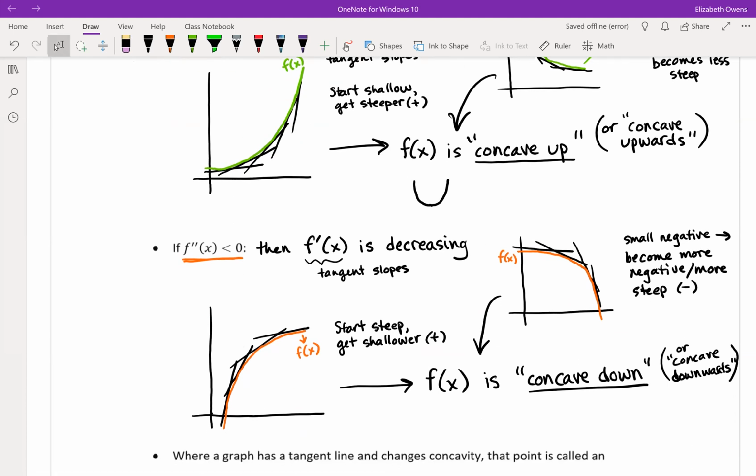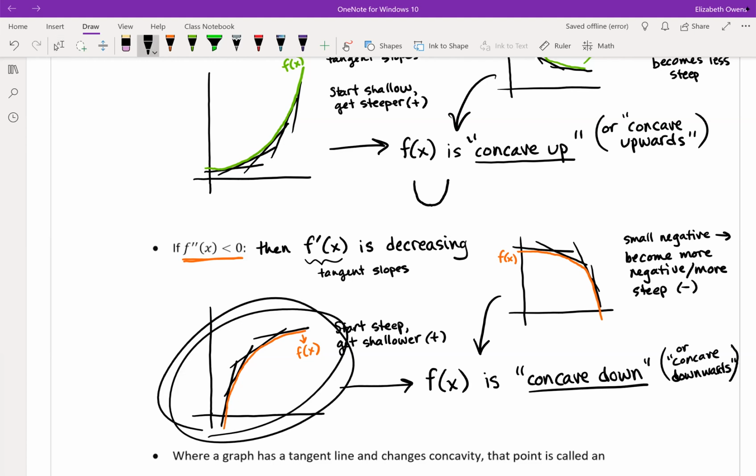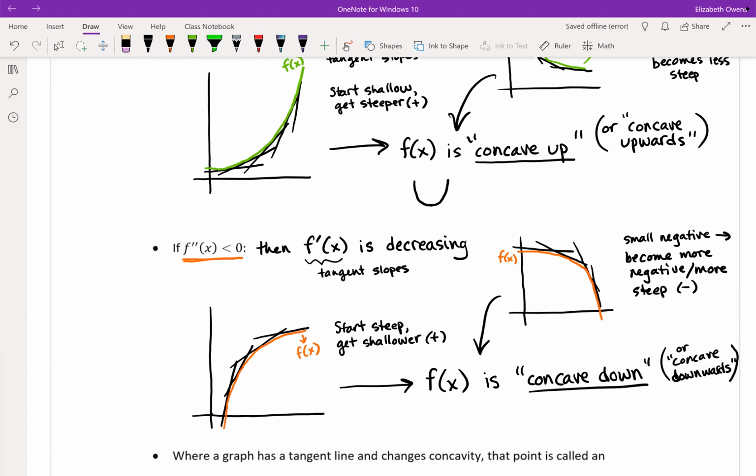Same type of thing with concave down here. Your positive tangent line slopes that start steep and get shallower, that is going to be this type of shape. And then your other type with the negative slopes that become more negative, that looks something like this. Together they make kind of an upside down U type of shape. So that gives you one way to remember it. The U shape is for up. Up starts with the U. The graph makes a U type of shape, either one half or the other half or the whole thing.